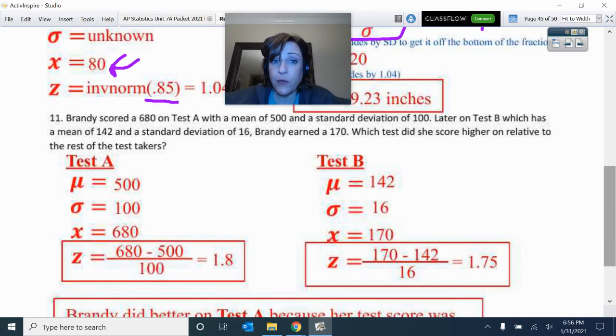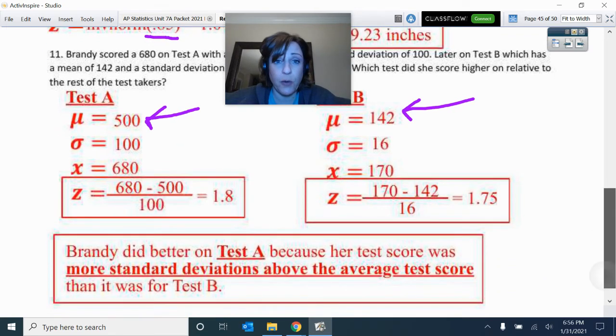And now here we have another one where we are comparing scores on two different tests that had completely different baselines. You can see this test averaged 500. This test averaged 142. So we are in different vicinities of values. So how did Brandy do relative to her peers on these tests?